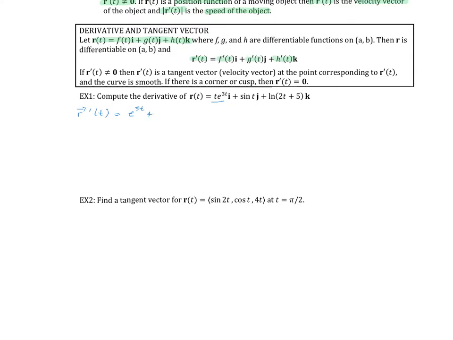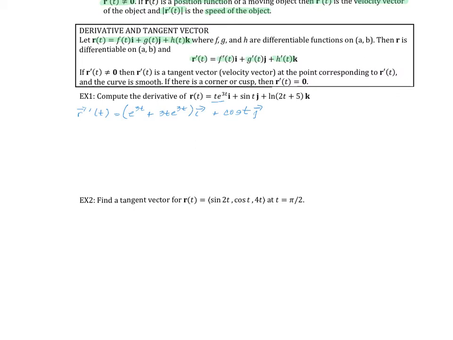plus keep the t. The derivative of e to the 3t is 3e to the 3t, so this becomes 3t e to the 3t. I'm going to put this in parentheses because this whole piece is the coefficient on the i vector. And then the derivative of sine is just cosine, so this will be plus cosine of t j.